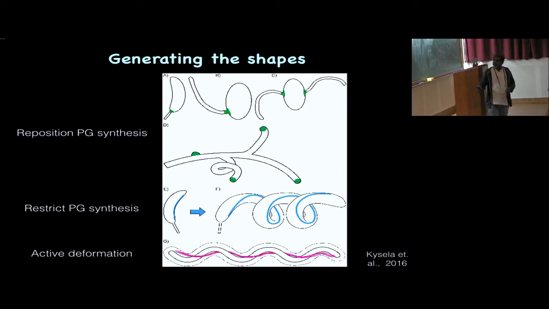But there are other processes, like what I showed you, crescentin, a cytoskeletal protein, can localize to one edge of the cell and restrict the peptidoglycan synthesis there. So there is not much peptidoglycan synthesis on this side of the wall because this protein restricts its synthesis. But on the other end, you have a good amount of peptidoglycan synthesis. So this side grows at a much faster rate than this side, so you get a curved shape. Another kind of form is an active deformation, where in the periplasmic space, you can have cytoskeletal proteins that are actively deforming a rod-shaped structure.